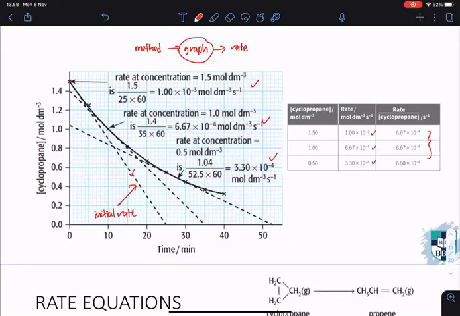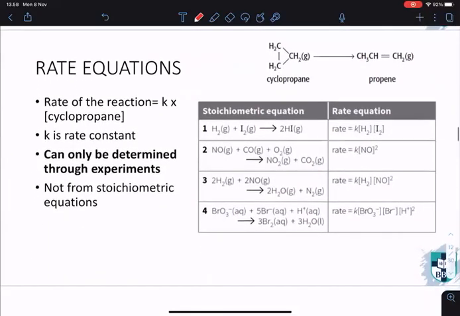The reason why we do this is basically that we want to get the rate equation. So what is the rate equation? If you look at cyclopropane becoming propene, do remember the rate equation. Those of you who would have done equilibrium and so on, it's going to be slightly different, because we are only going to use reactants.